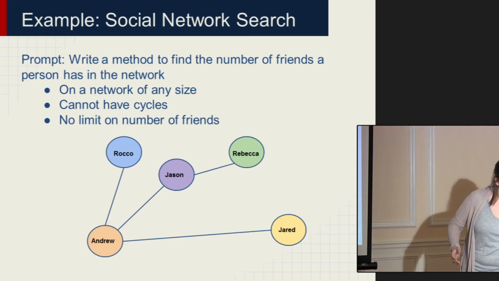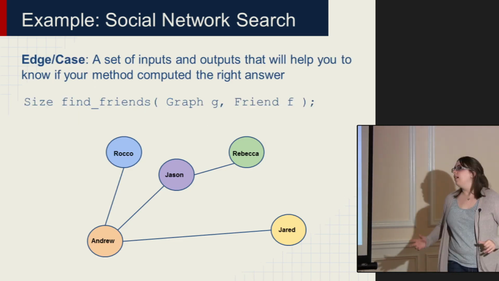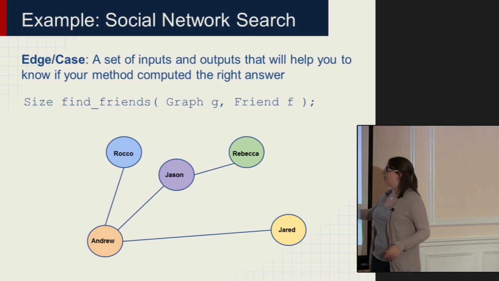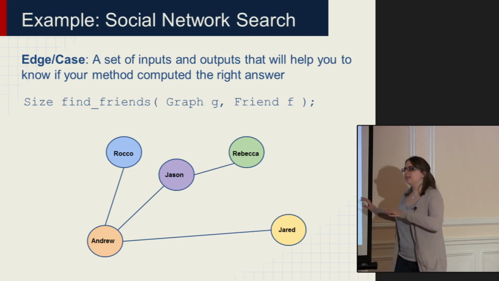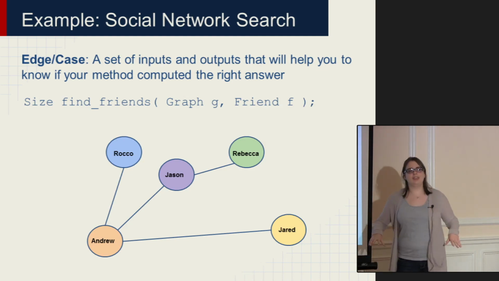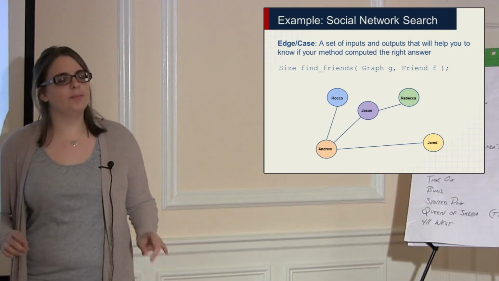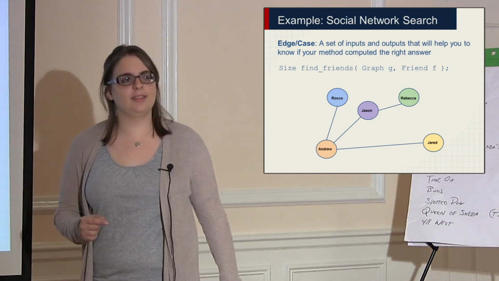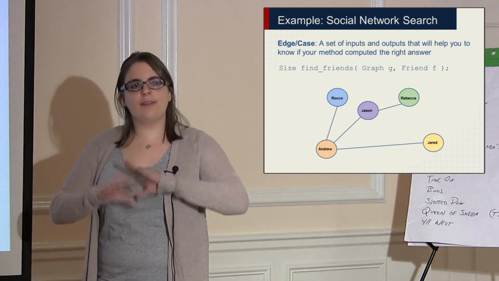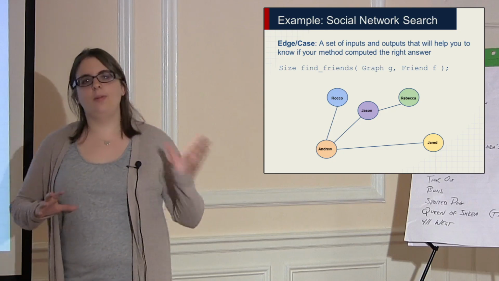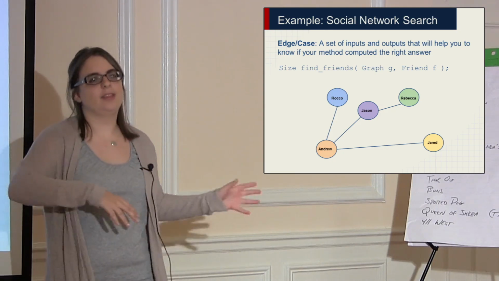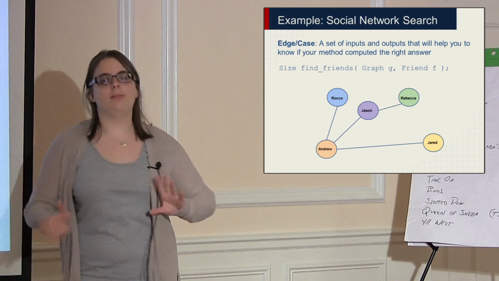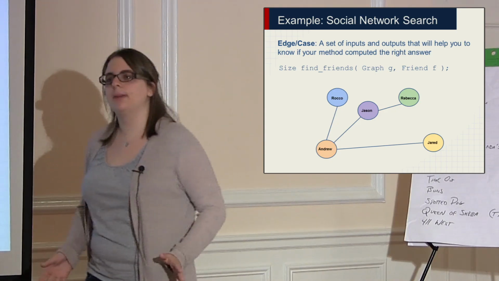So now the idea is to write a method that could find the number of friends given this graph and given one person. So just using this graph, what are some test cases that you could think about? Anyone? They don't necessarily have to be edge cases, just generally, what's a set of inputs and a set of outputs that would help me to know that my method is correct. And don't worry about the code behind the method, just think about the inputs and outputs.